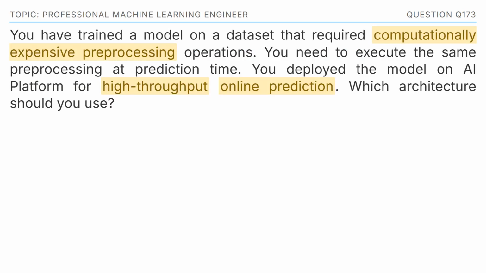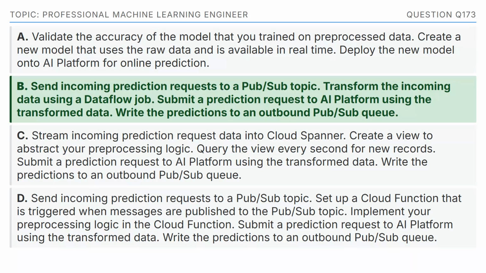To arrive at the correct answer, we focus on the keywords: computationally expensive preprocessing, high throughput, online prediction. Correct answer is option B, send incoming prediction requests to a Pub/Sub topic. Transform the incoming data using a Dataflow job. Submit a prediction request to AI Platform using the transformed data. Write the predictions to an outbound Pub/Sub queue.